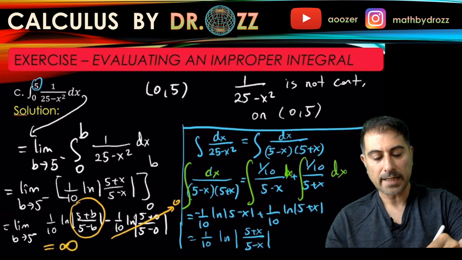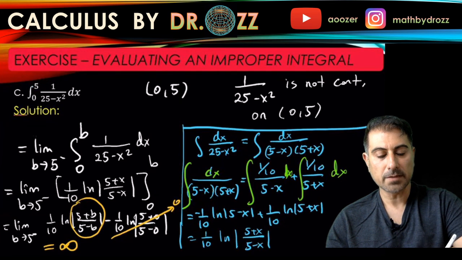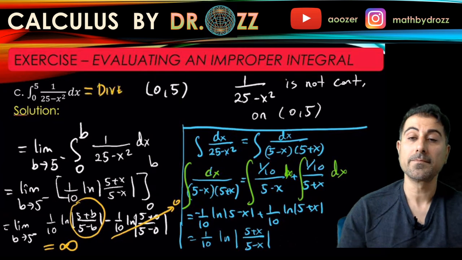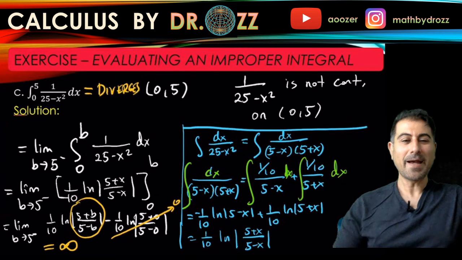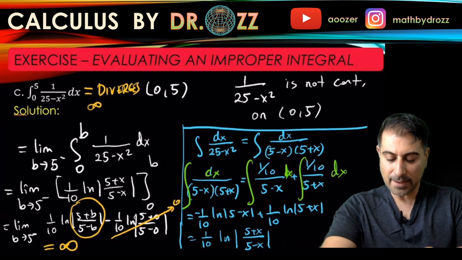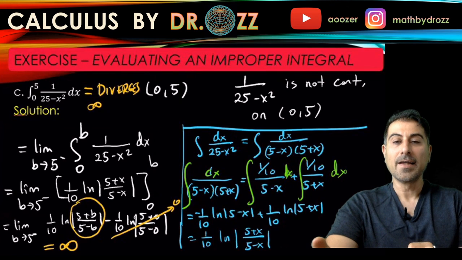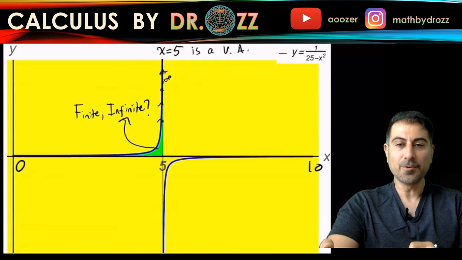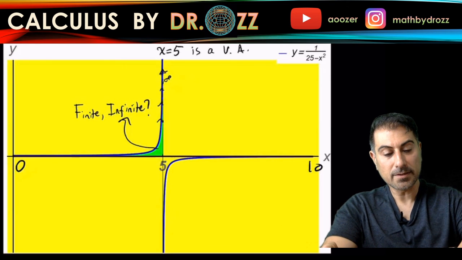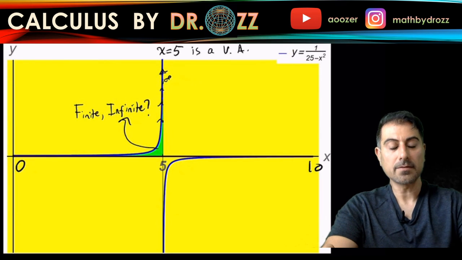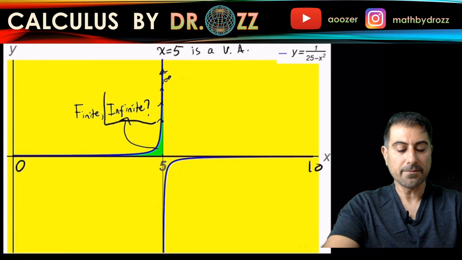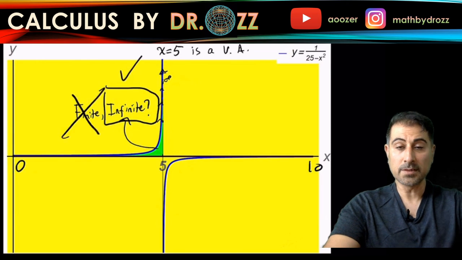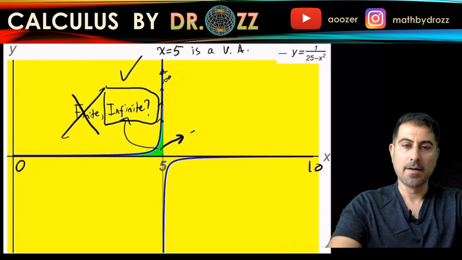So I go back here and conclude that this limit diverges, and diverges to plus infinity. So going back to my original question I asked earlier, is this area finite or infinite? This area is infinite, not finite. And in fact, this area is equal to plus infinity. Right, that takes care of part C.